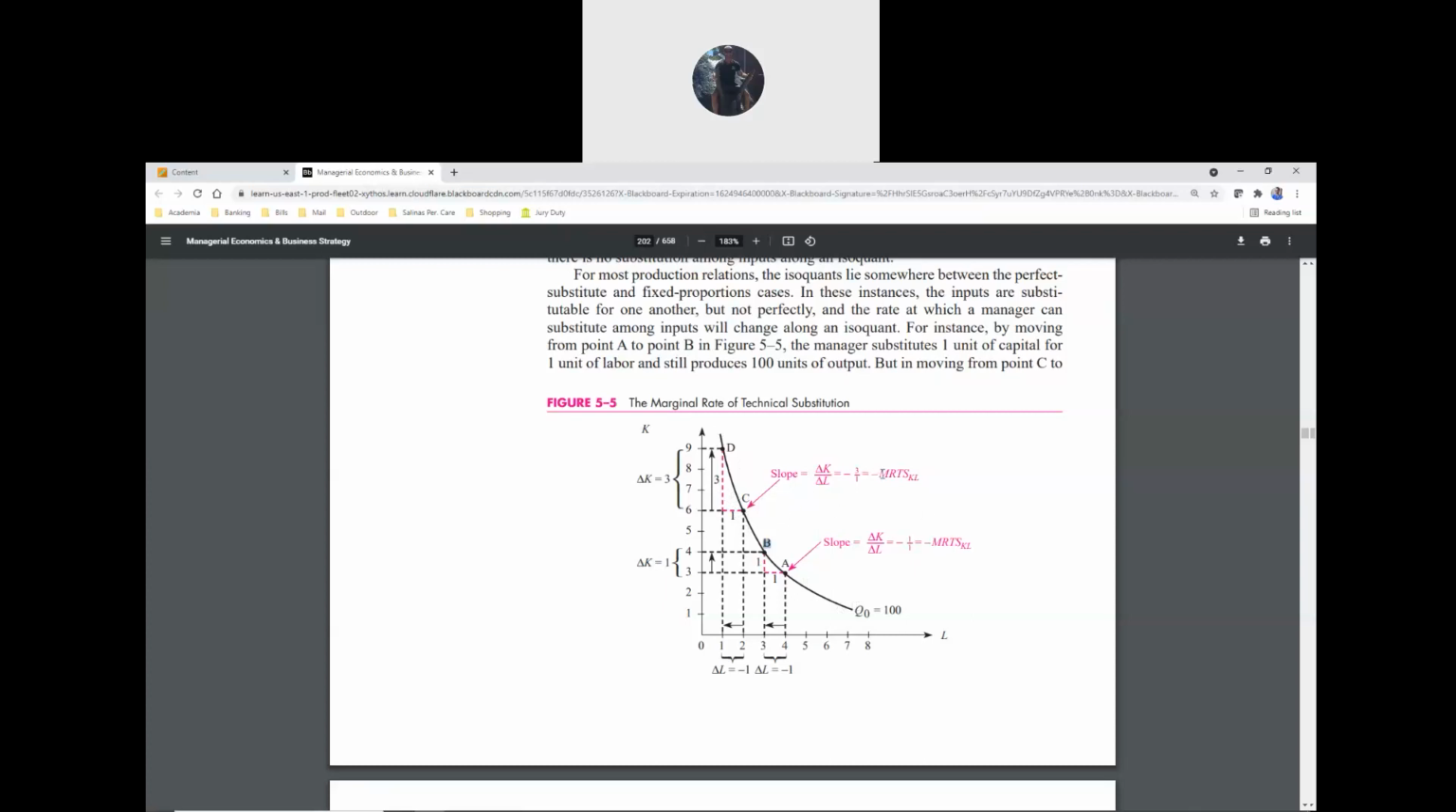But the rate of trade-off, or the MRTS, the marginal rate of technical substitution, is always how much capital you have to give up to use more labor, or how much labor you have to give up to use more capital, and be on the same isoquant. So the slope of the curve is always the change in capital over the change in labor, or the MRTS, and that slope changes depending on what point you are on the curve.